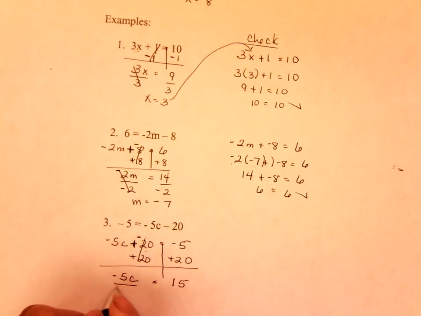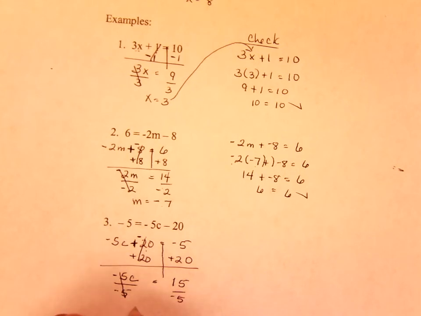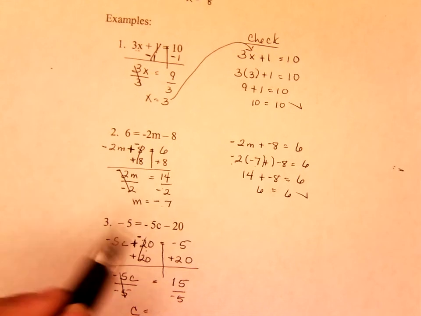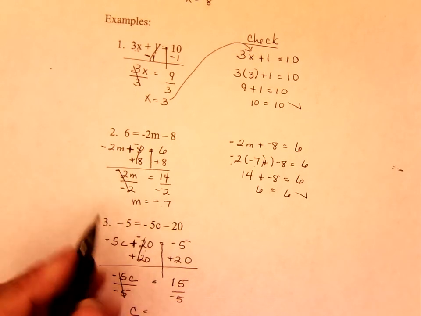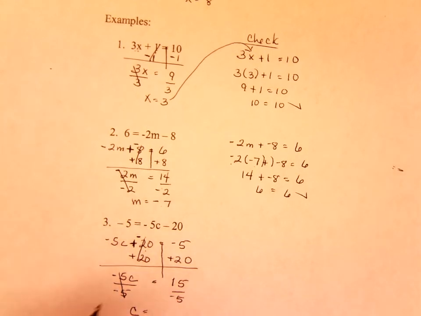You're going to divide by negative 5 on both sides. And you're left with c is equal to, well, ask yourself, do you win or lose? Well, you lose because they're not both negative or both positive. So it's negative, and 15 divided by 5 is 3. So c is equal to negative 3.